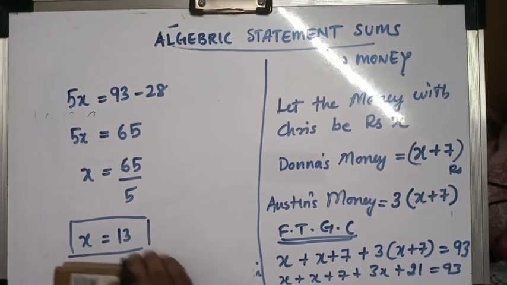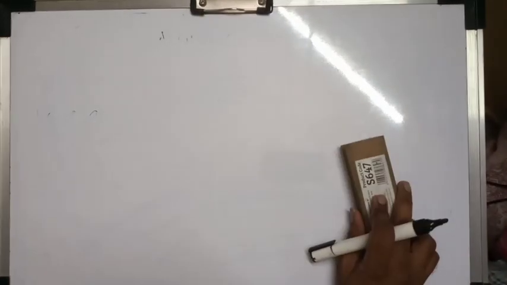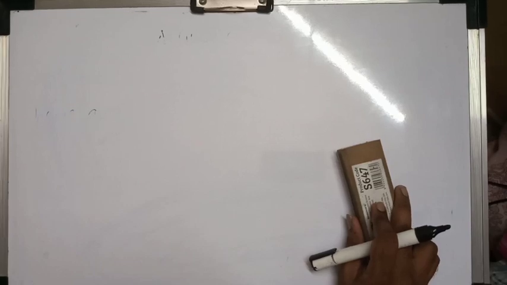And you have chapters wherein you have such statement sums which is related to money. So children, what you have to do is you have to solve such sums. Okay? Now we'll be seeing one more sum. Okay? The question goes like this. Say the question is so.